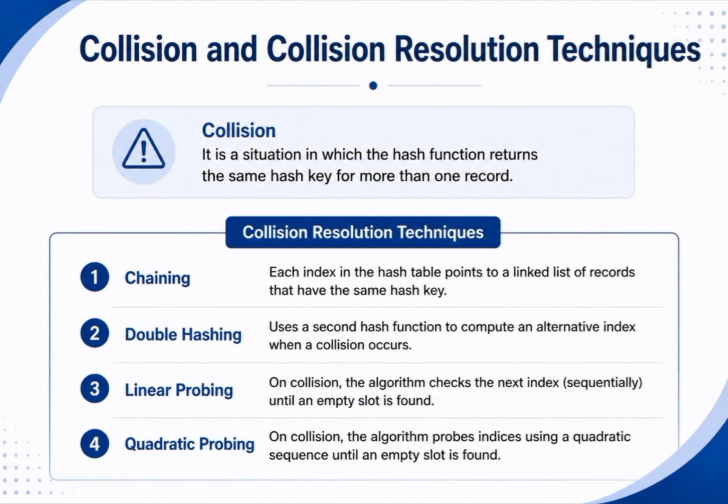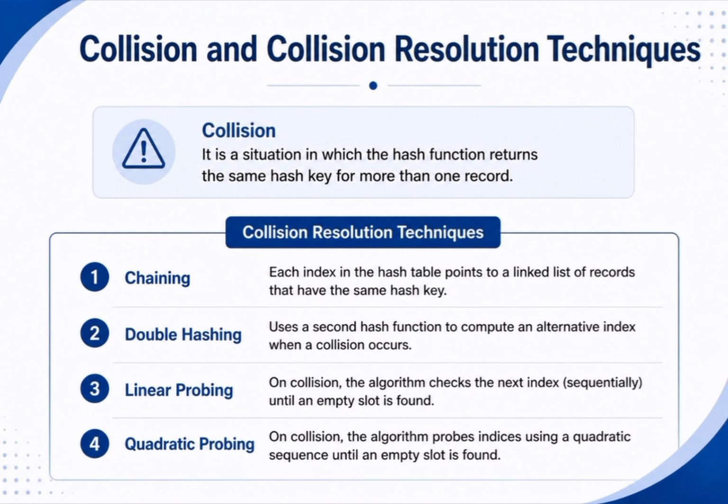Collision is an important concept that comes under hashing. A collision happens when two different keys are assigned the same index in the hash table. Since only one position is available, we need a way to handle this situation. So we know that collision happens when two different keys are assigned the same index. Instead of overwriting the existing value, we use collision resolution techniques to make sure both values can still be stored and accessed correctly. Let's look at the four common techniques.